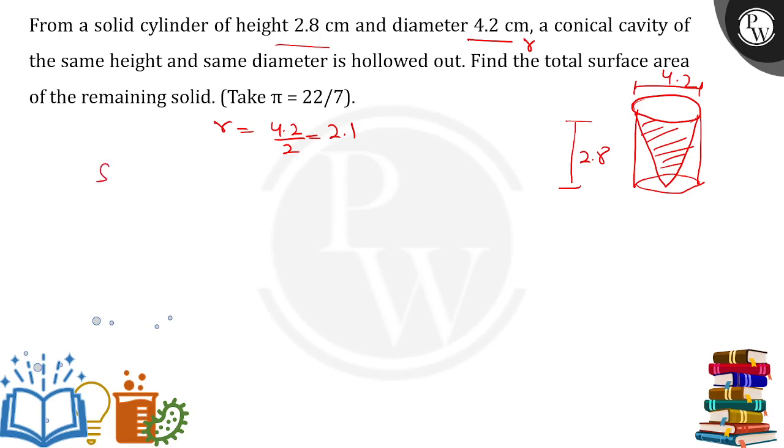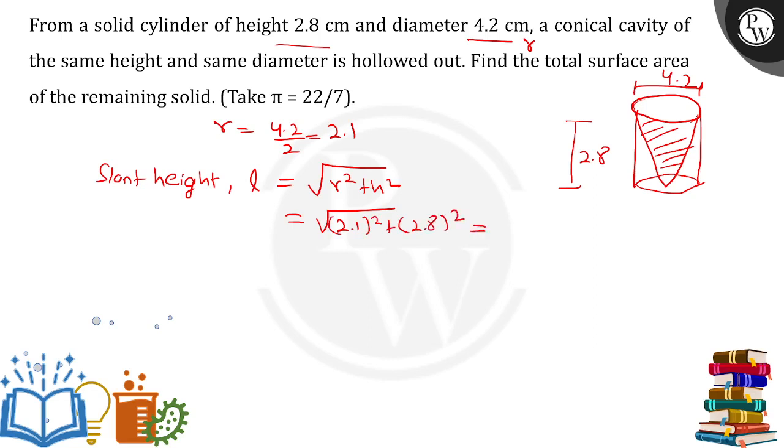So what is slant height? Let me write it for you. Slant height, which we call by the name simply l. Slant height of the cone, l, will be what? l is the square root of r square plus h square. Putting up the values, we have 2.1 whole square plus h value 2.8 whole square. Again, a calculation is involved which you have to do. This will be 4.41 plus 7.84. Doing the addition, we get 12.25, whose square root is 3.5 centimeter. This was important because the surface area of the cone is required.